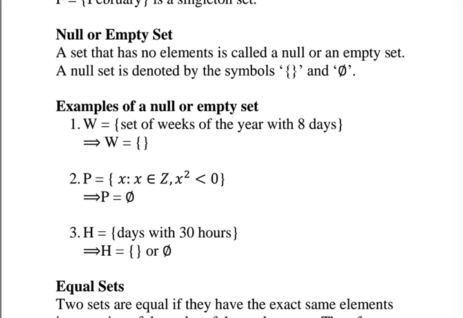Number 2 says P is the set of all x such that x is an integer and x squared is less than 0. Well, x squared being less than 0 is saying that x squared is negative, and that is impossible. If x is an integer, the square of an integer is never negative. So the set of all integers such that x squared is less than 0 is a null set. Number 3, the days with 30 hours. H is also a null set because every day only contains 24 hours.